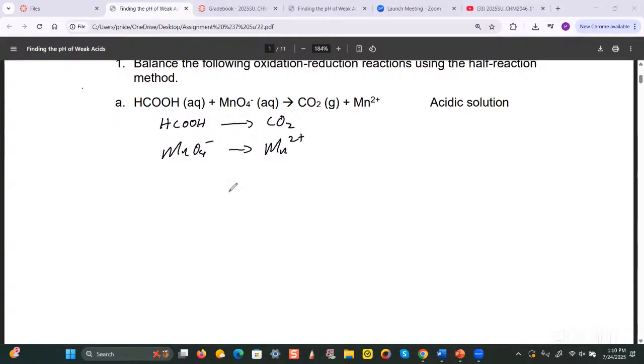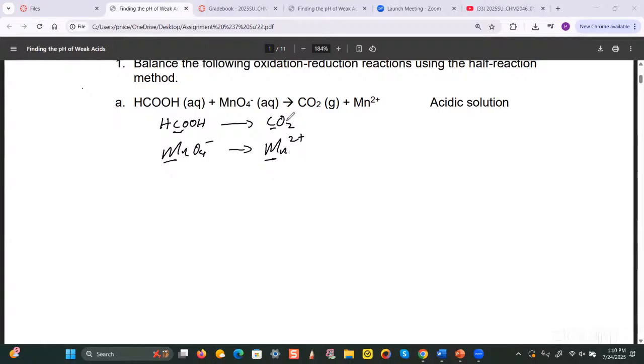Well, balancing oxygens and hydrogens, right? Well, actually, the next step is to balance all atoms excepting oxygen and hydrogen. But of course, in this case, we don't need to worry about that because we have one carbon here, one manganese here, one manganese here. So those atoms are already balanced, all right? So what you just said would be the next step, and that is the balance of oxygens and hydrogens.